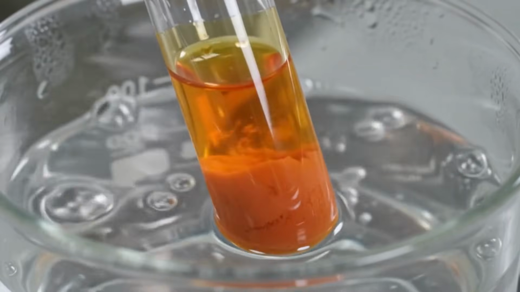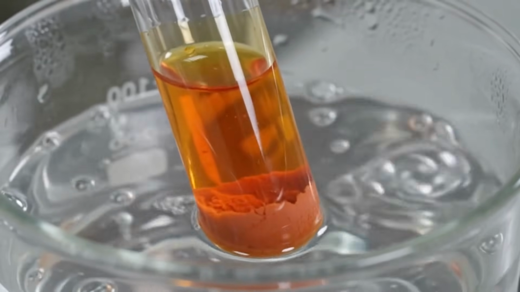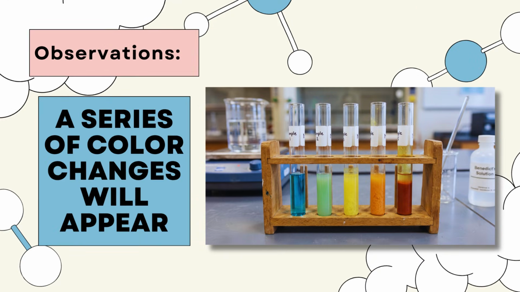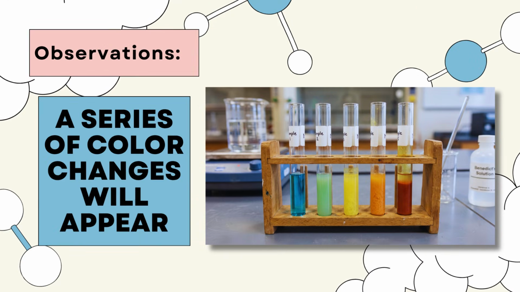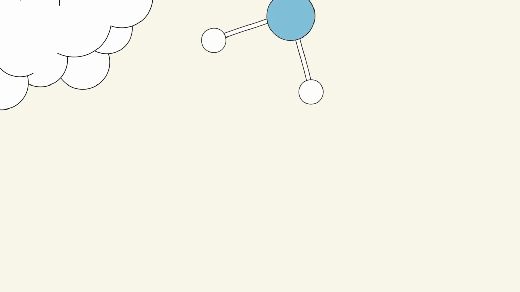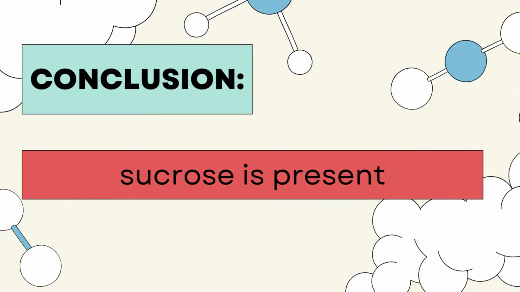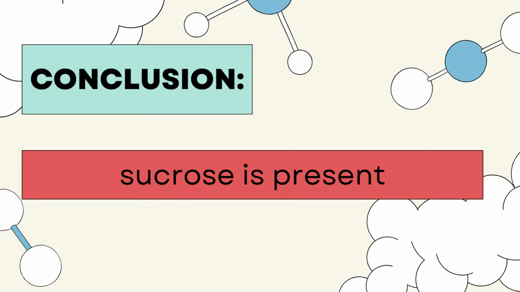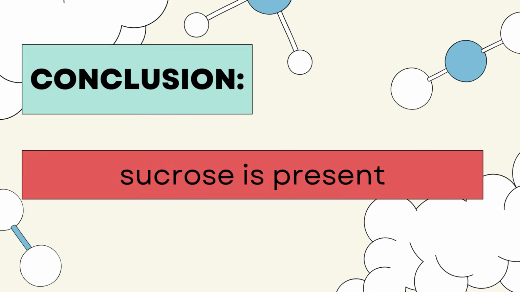Watch the solution closely as the chemical reaction accelerates. As it heats, a distinct series of color changes will appear. The solution transitions from blue to a green-yellow, then orange, and finally it forms a brick-red precipitate. This final brick-red color is the exact confirmation we are looking for. Our conclusion is that sucrose is present in the sample.